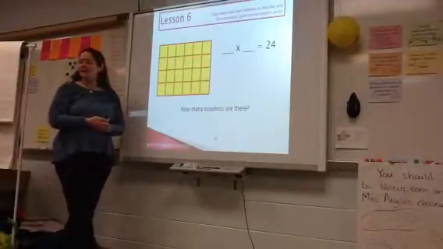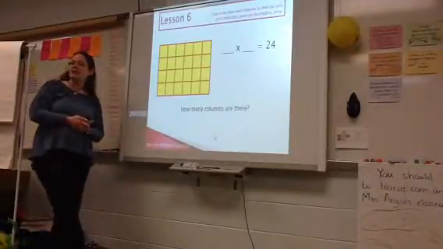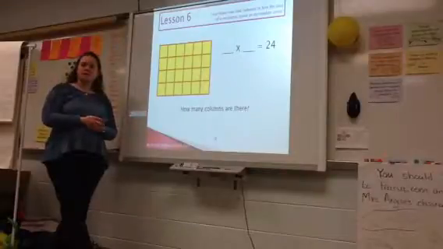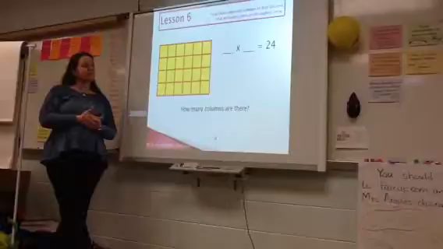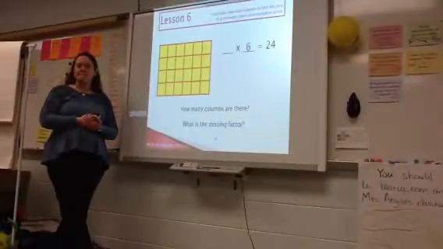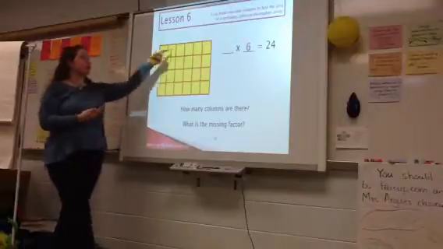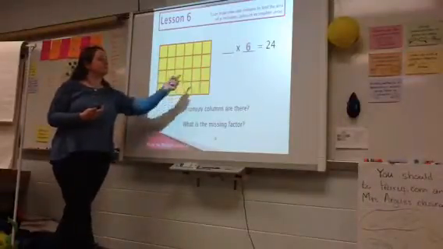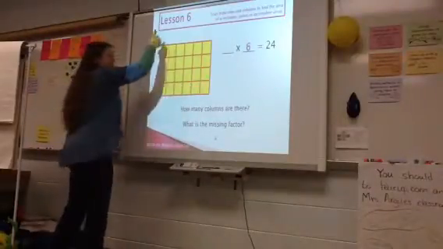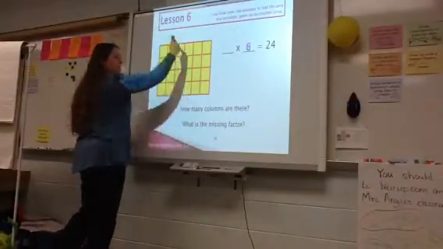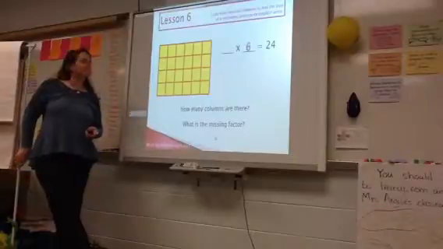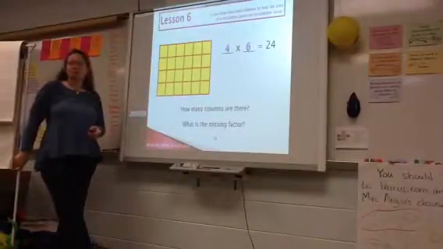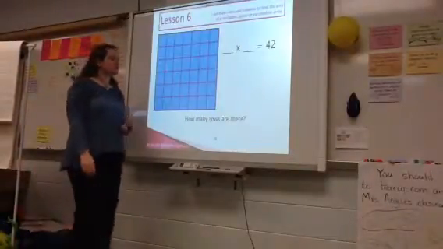How many columns are there in this one? Note the question. How many columns? Cole. There are 6 columns. So what is the missing factor going to be? There's 4 rows. Right. There's 6 columns, right? Addison. 4. The missing factor is going to be 4. Because 4 times 6 equals 24.